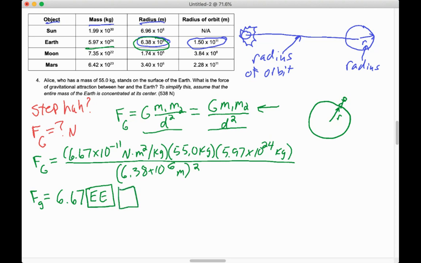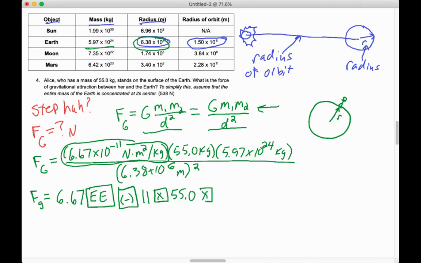There's another button. This is the negative button. It's not the subtraction button. On my calculator, it looks like this. And then you hit 11. So that idea there is this idea right here. And then we have to multiply this by 55. So hit the multiplication button. 55.0. And then we have to multiply this by 5.97 times 10 to the 24th.